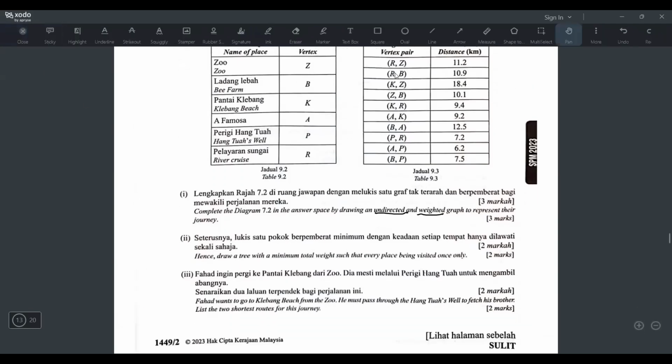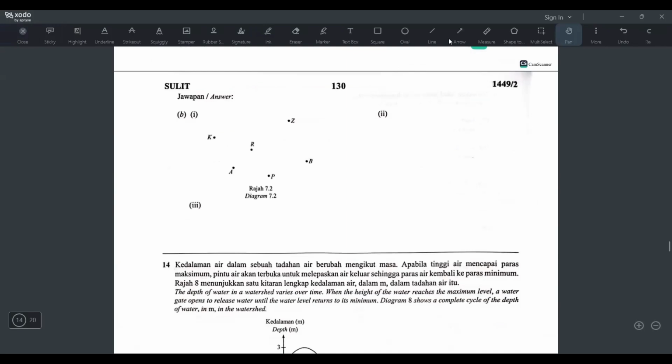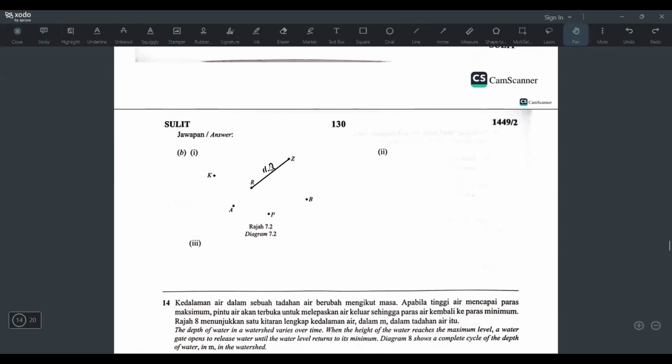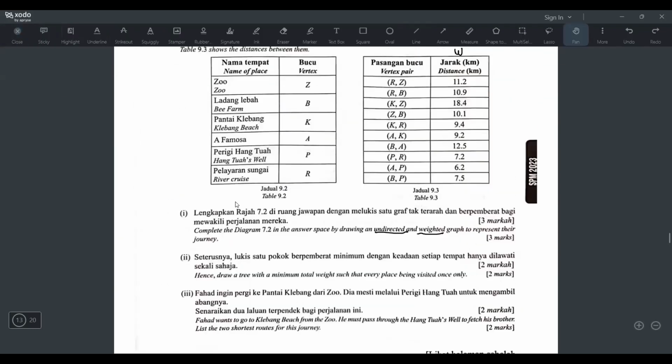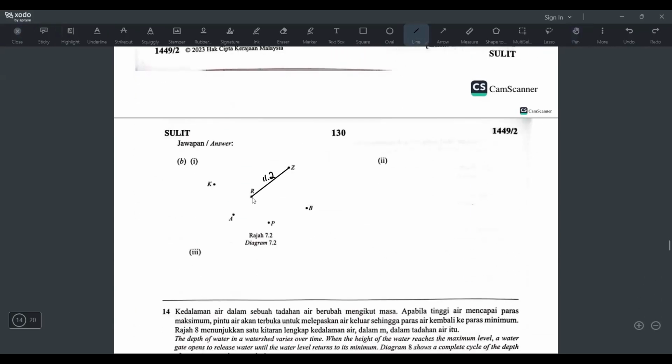Now it's time to join the line, join the edge. So dia punya first tepi dia R to Z 11.2. So we have to join R to Z and then write 11.2. Okay, and make sure you label 11.2 because this is a weighted graph. Okay, tapi tak payah letak arrow. Tak payah letak arrow. Okay, because they already said it's undirected, right? So undirected and weighted means tak payah arrow tapi kena label distance, dia punya weight. Okay, next one RB 10.9. So lukis lah. RB 10.9.